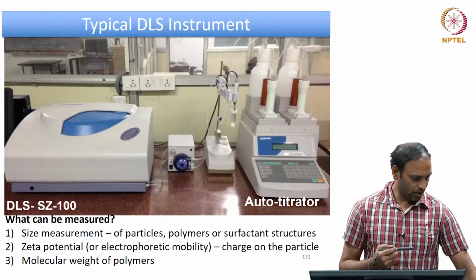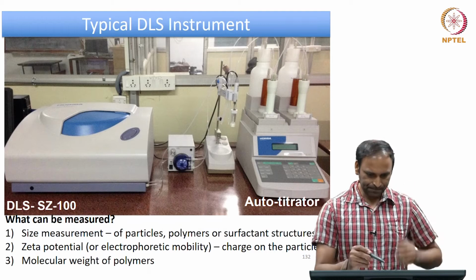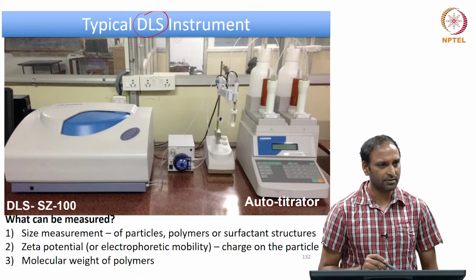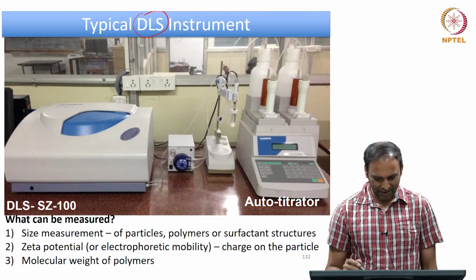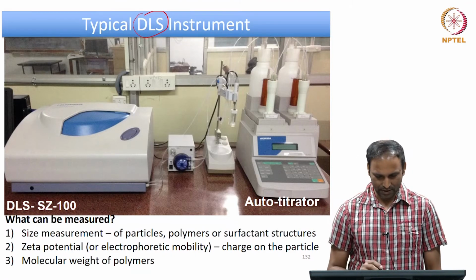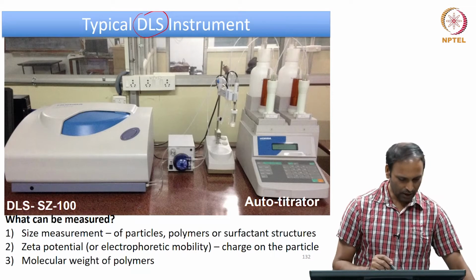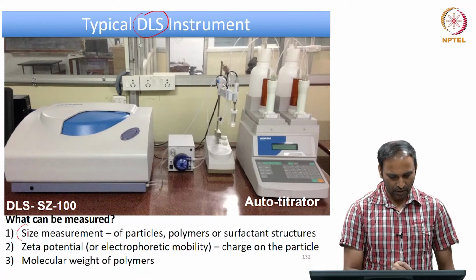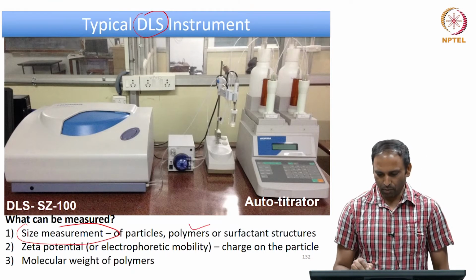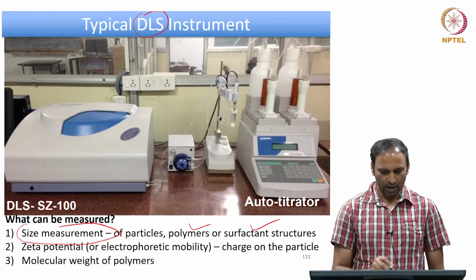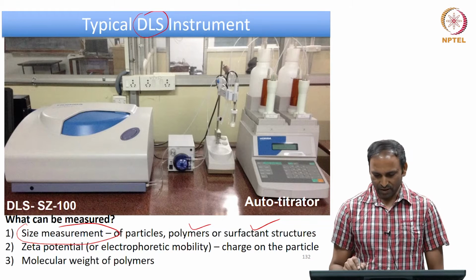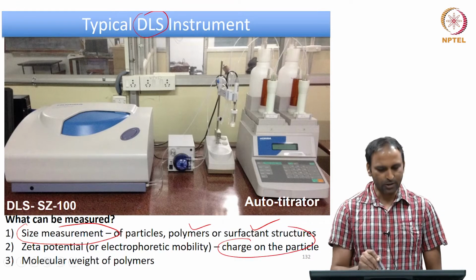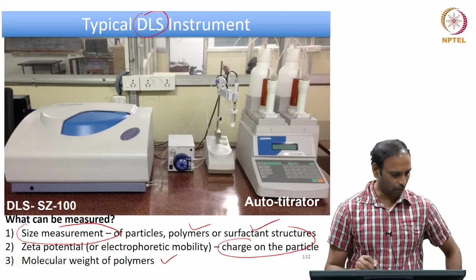Now we'll move on to DLS. This is an example of a commercially available instrument. I had mentioned you can use it for measuring the size of particles, polymers, and surfactant structures. People also use this for measuring charge on the particle. It also gives you a way of measuring molecular weight.